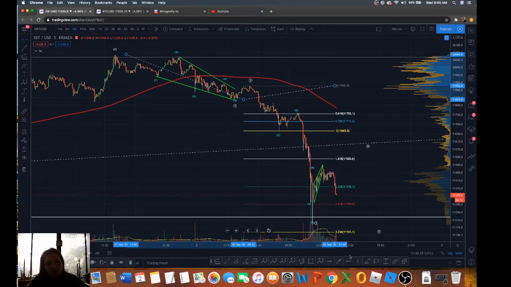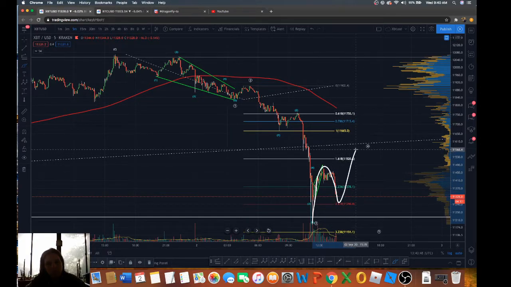So what you want to look for is we have a little leading diagonal here, or what looks like a leading diagonal. So what you want to look for is, do we get a 3-wave move? Do we get 5 more waves to the downside, just straight from here? Or do we get a wave 1, a wave 2, a wave 3, a wave 4, and a 5?